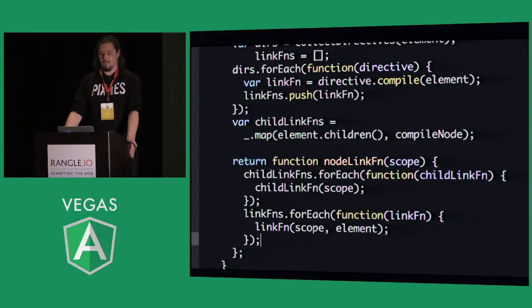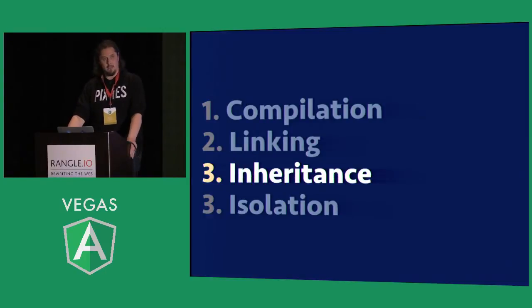And you may have noticed that we actually call the child link functions before calling the link functions of the element itself. And that's because what we have here are so-called post-link functions. And the definition of post-link is that it's a link function that's called after child nodes have been linked. And that's linking, a simplified version of it at least.